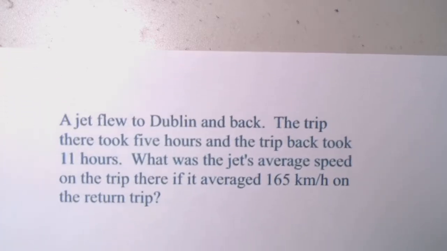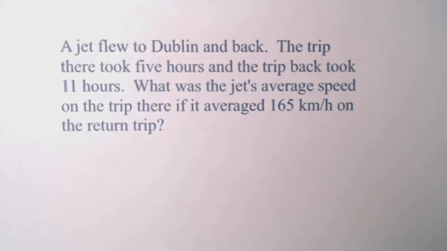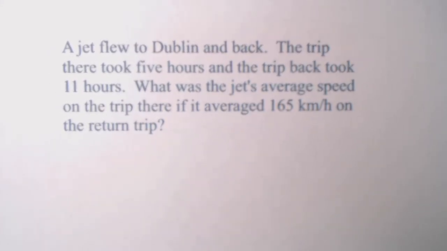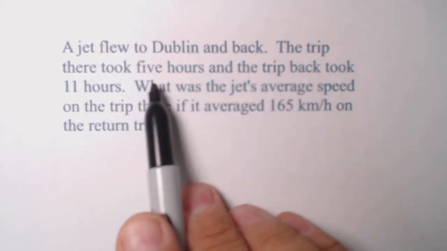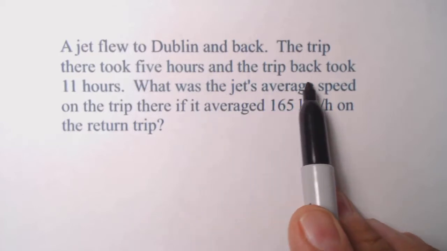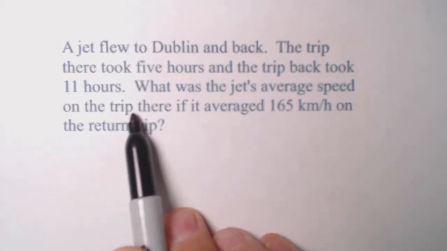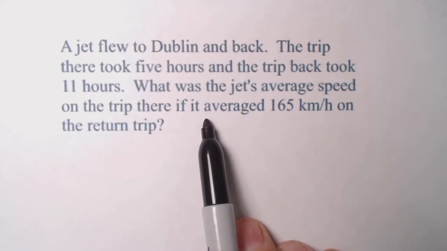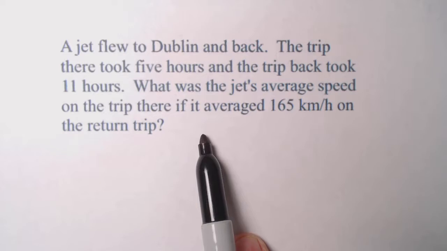Okay, well, let's look at another version of these guys. They come in lots of different flavors. Let's look at this one. Here we go. A jet flew to Dublin and back. The trip there took 5 hours and the trip back took 11. What was the jet's average speed on the trip there if it averaged 165 kilometers per hour on the return trip?